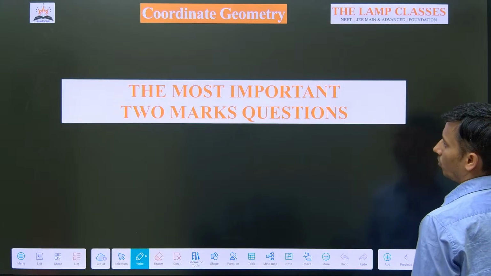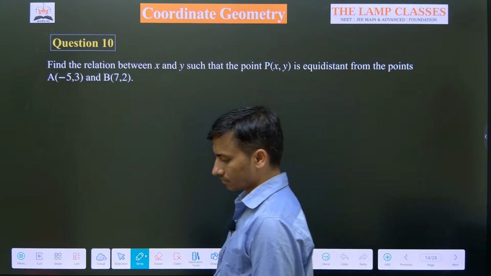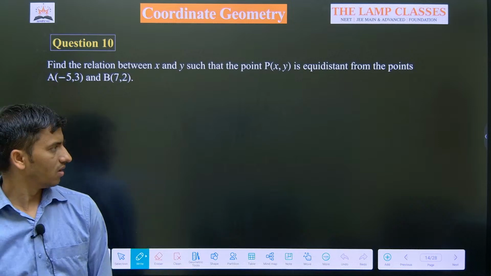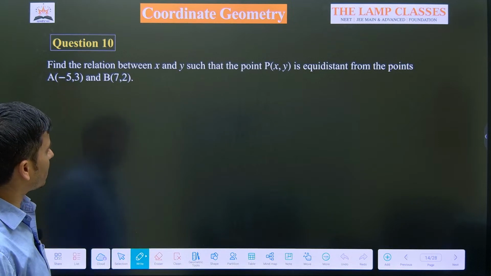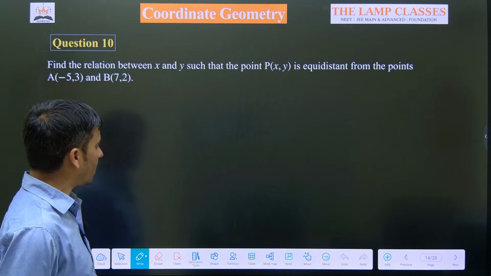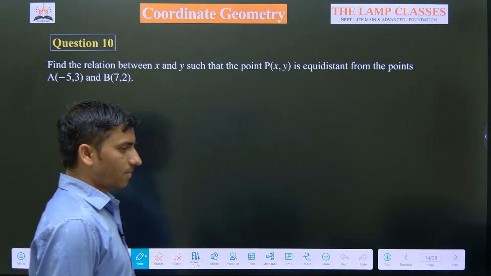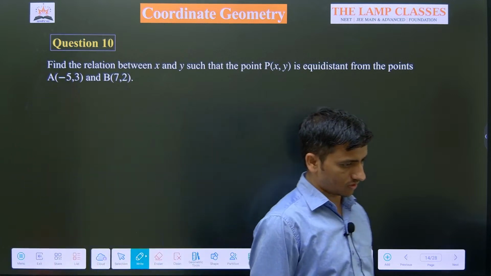Okay, let's do few 2-mark questions. Find the relation between x and y such that the point P(x, y) is equidistant from these 2 points. Please get the expression on your own, guys.